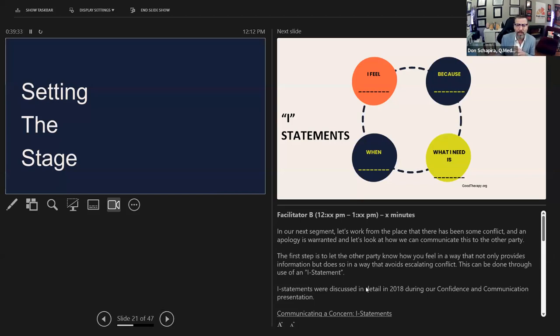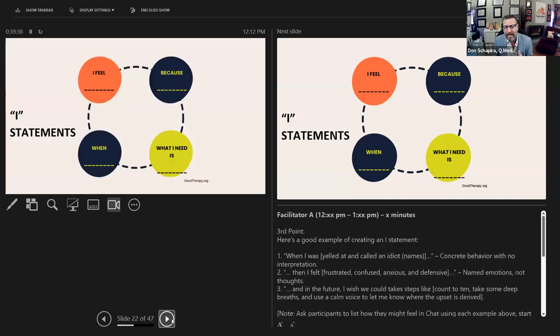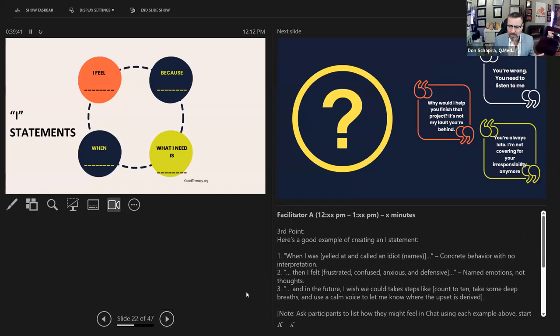And now we're doing a callback to our 2018 training that was called Confidence in Communication. That's where we started talking about the I statement and walking through the I statement. The way I do it is I say this is a mathematical formula. When something happens, I feel this way because of this. So what I need is this. And you're simply not allowed to use the word you in any part of this. What that does is it slows down our speech. It makes us very methodical and responsive instead of reactive. It slows down our thinking, which is great.